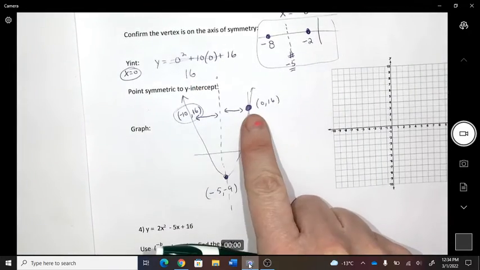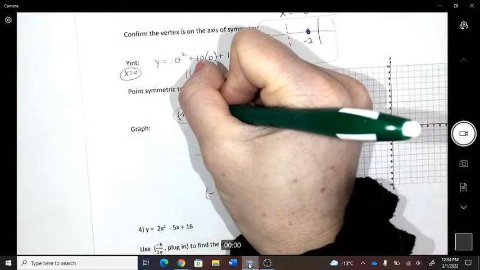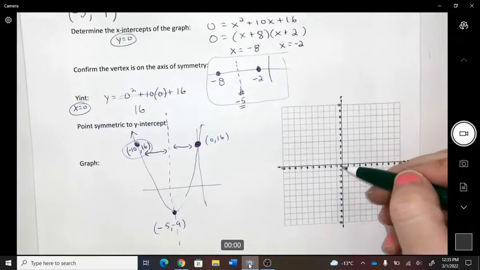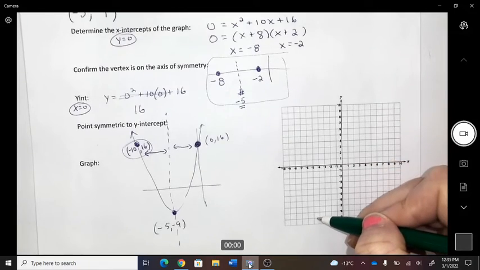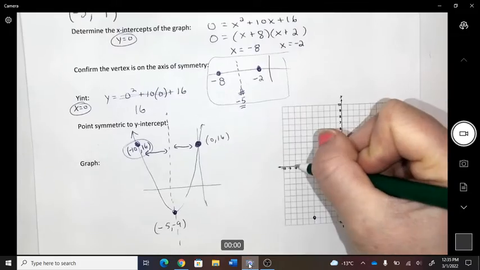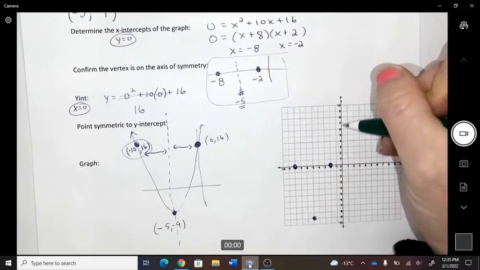Because this point is 5 away from the center, I need to go 5 away from the center on that side of it, right? Okay, so that's a symmetric partner. Okay, let's graph. So I have negative 5, 9, negative 9. I have a negative 2 and a negative 8 for X-intercepts.